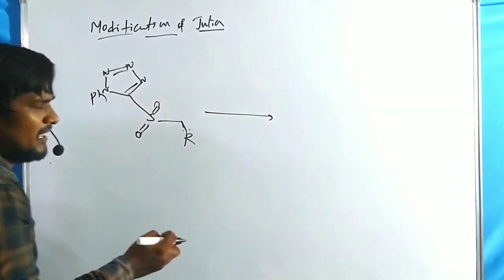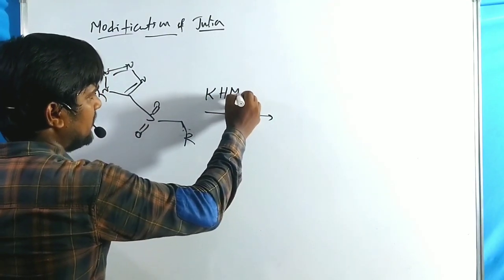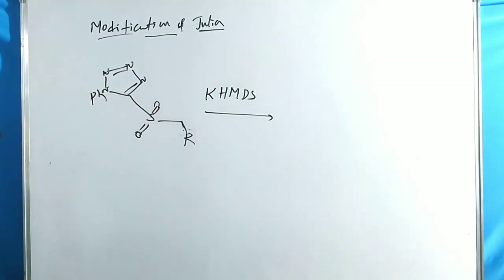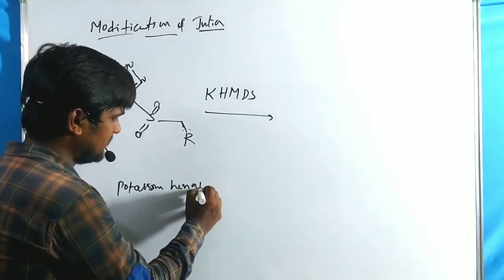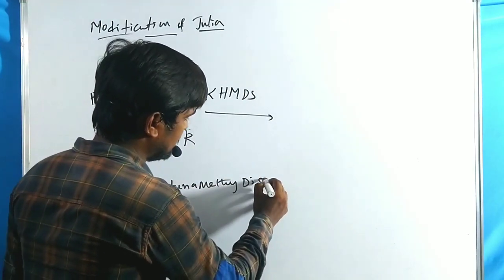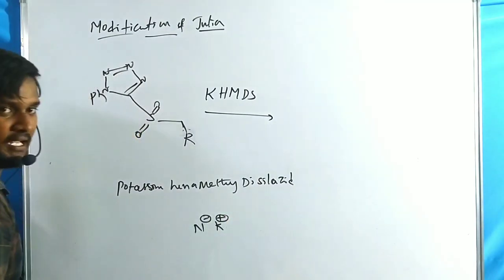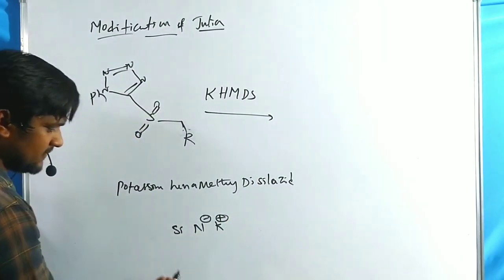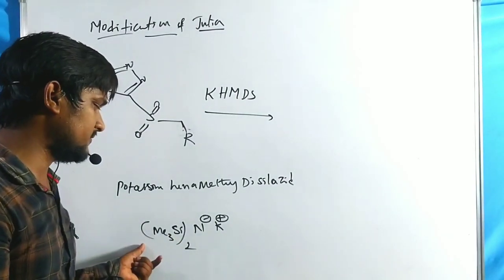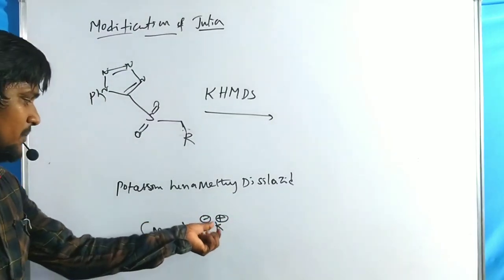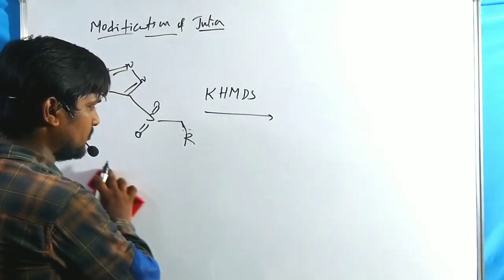Here we used a strong base, KHMDS, that is nothing but potassium hexamethyl disilazide. Simply nitrogen, N minus K plus, with silicon, methyl three times, that is taken twice. So this is the strong base. This is called potassium hexamethyl disilazide, which is used as a base in the modification reaction.